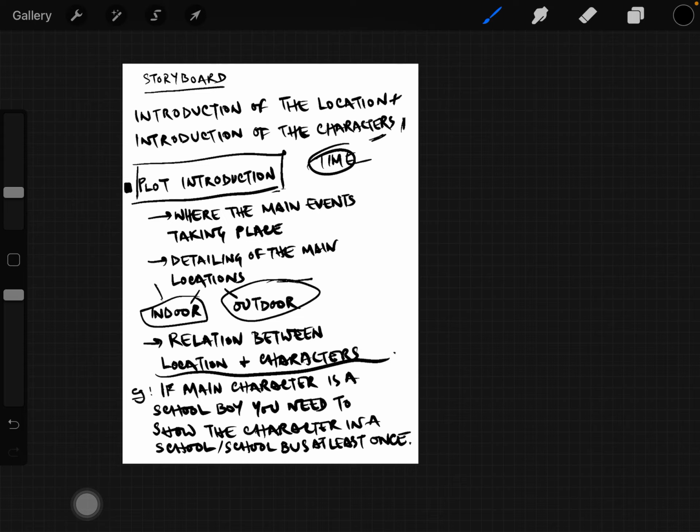Okay, so for example, if the main character is a schoolboy, you need to show the character in a school bus or in a school at least once, to establish the fact in the viewer's mind that this character is a schoolboy. If you just show that this boy is coming down from a school bus or leaving the school gate, then in one single frame you can explain to the viewers that okay, my main character is a schoolboy. Got it? So these relations you should make whenever you are thinking of the location.